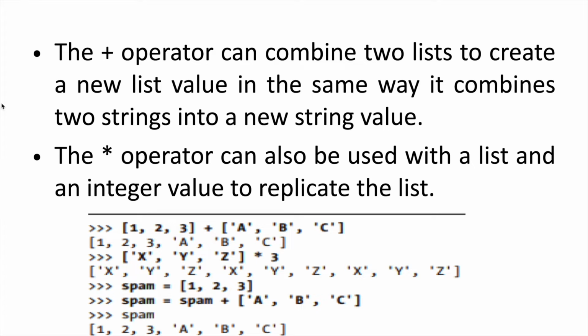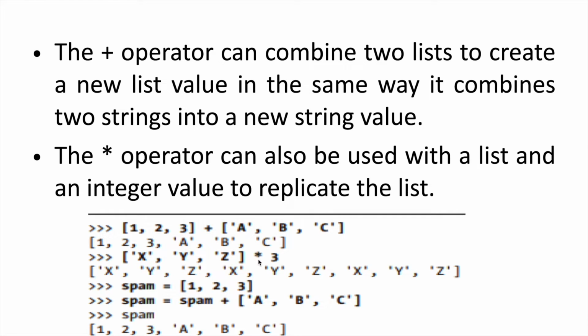So for example, we have two lists here. 1, 2, 3 is the first list. A, B, C is the second list. Between these two lists, I am using a plus operator. When I use a plus operator, it will concatenate the lists and display the output as a new list. For example, see 1, 2, 3, A, B, C. So the plus operator concatenated the two lists to get a new list.